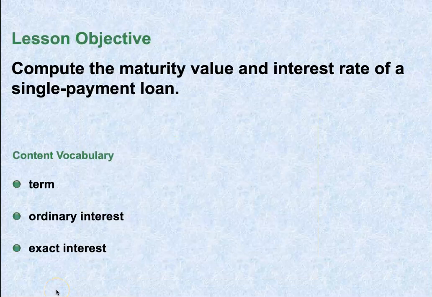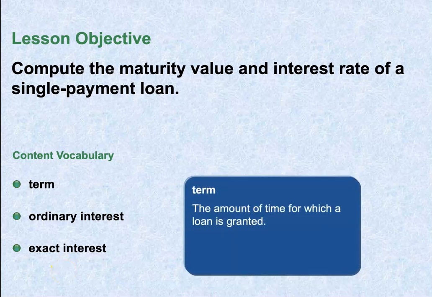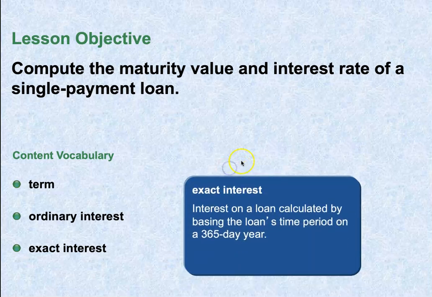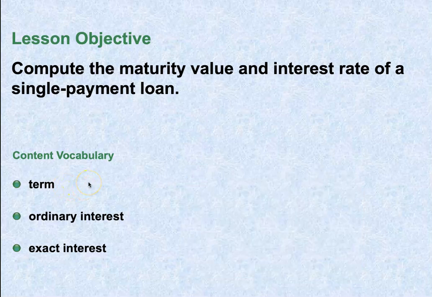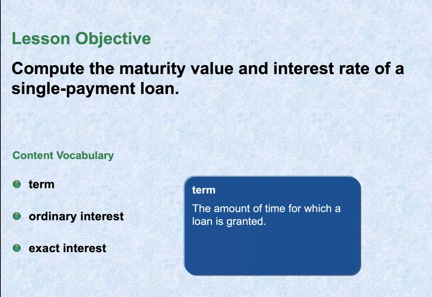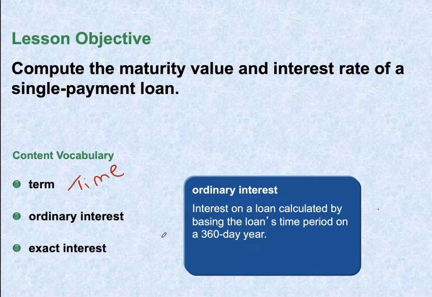So, we have lots of different vocab in this chapter, but the lesson is to compute the maturity value and interest rate of a single payment loan. Three of the words we're going to look at: term, which we can also think of as time. When I think of term, I think of time, and that's really important to think about: the length of the loan. Then we're going to have ordinary interest and exact interest.